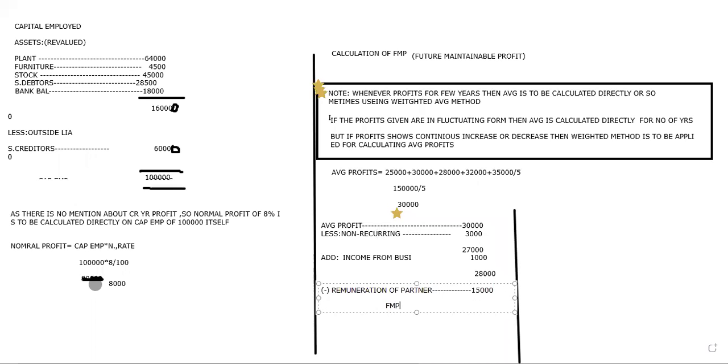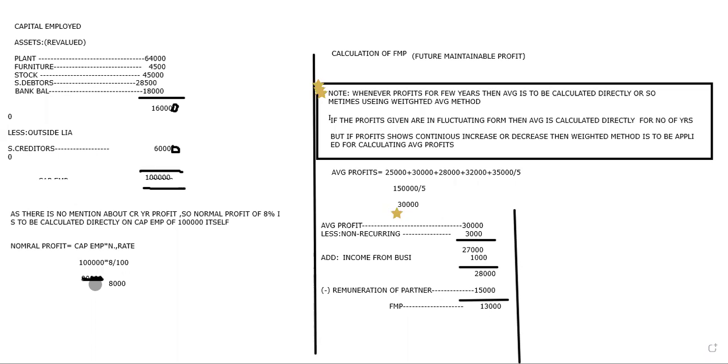So FMP is equal to 13,000. Okay. So this is what it is going to be. So now I'm going to draw the lines to make you understand. So here first this one we minused, then here we have added, and then again we have minused here. So we got this one. Now we got FMP, we got NP. Both the things we got.